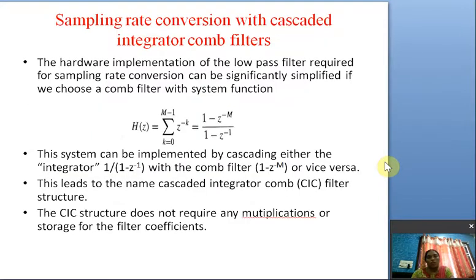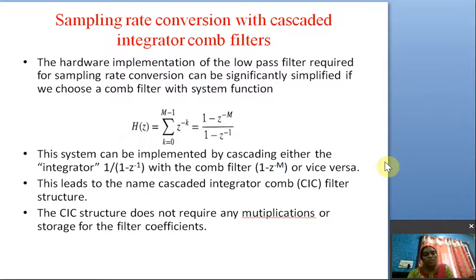Now, sampling rate conversion with cascaded integrated comb filters. Here the hardware implementation of the low pass filter required for sampling rate conversion can be significantly simplified if we choose a comb filter with the system function H(z) equal to summation z power minus k, that is equal to (1 minus z power minus M) by (1 minus z power minus 1). The system can be implemented by cascading either the integrator with the comb filter 1 minus z power minus M or vice versa.